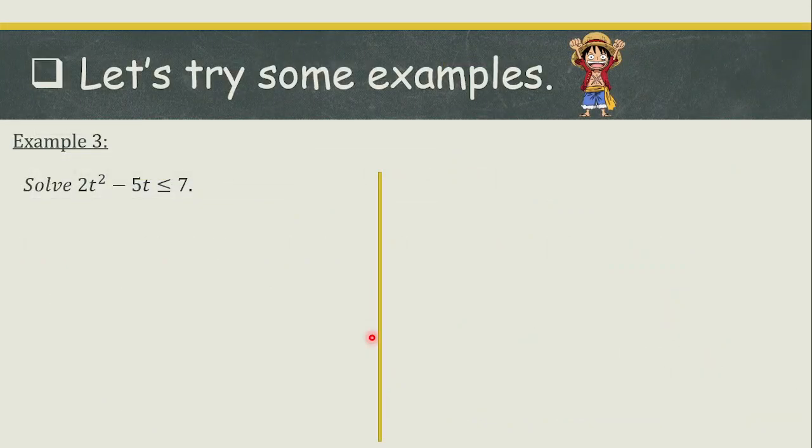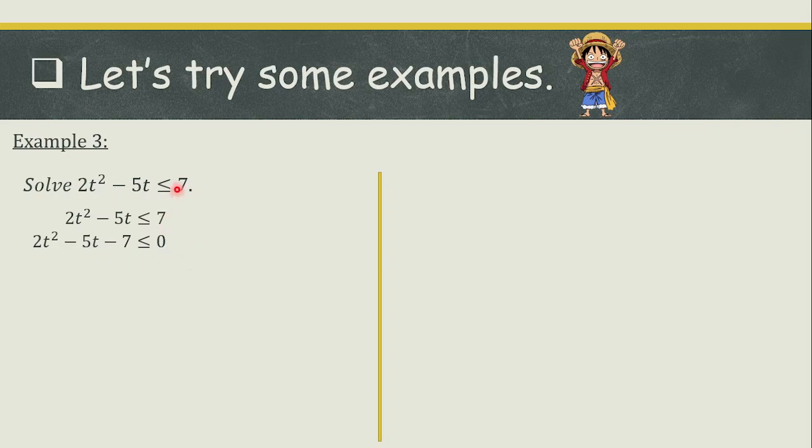For example number 3. So, example number 3, class, here is the problem. Solve 2t squared minus 5t is lesser than or equal to 7. So, copy the problem. Then, kung napansin nyo, class, dito yung case, 2t squared minus 5t is lesser than or equal to 7, hindi pa siya proper na quadratic inequality. So, una natin gagawin is to change this quadratic inequality into its proper form. Yung form na binigay ko kanina na ax squared plus bx plus c is lesser than or equal, greater than or equal, less than or greater than to 0. Dapat yung nasa right side, class, is 0 lang.